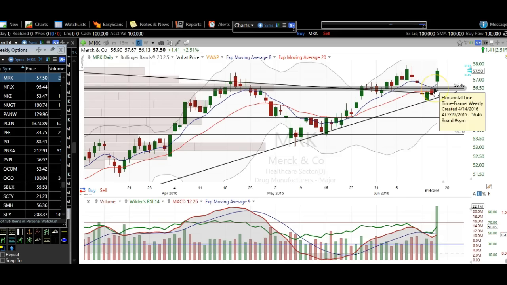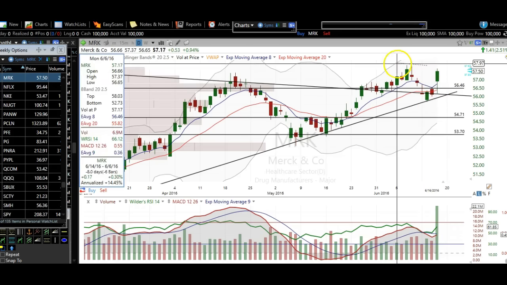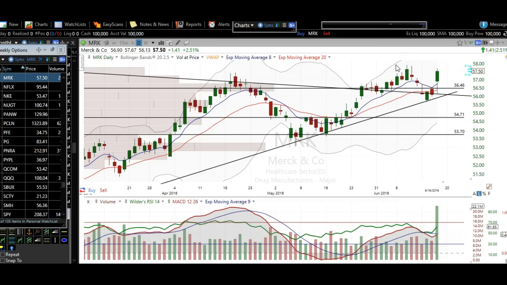So MRK, definitely one of the more bullish looking stocks out there. Nice bullish candle, nice bullish volume. So look for it to continue. Next resistance is about $58. If it can clear that, watch out for MRK.